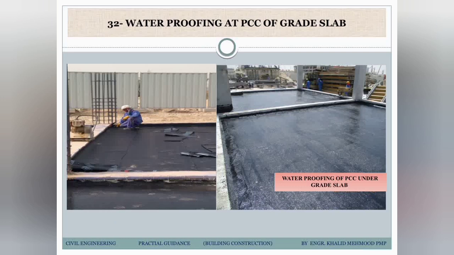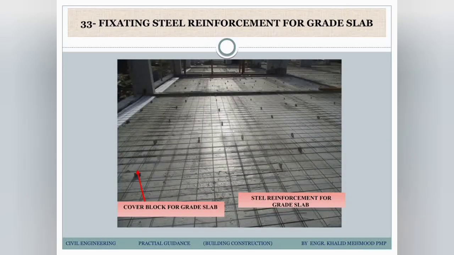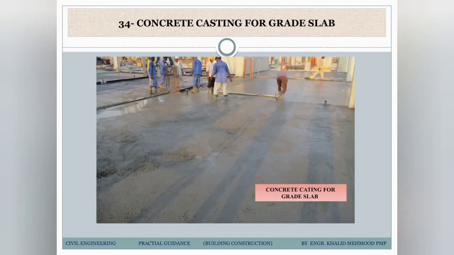So above the PCC of the grade slab, we will do the waterproofing. We're doing the waterproofing above the PCC to protect the concrete of the ground floor from any seepage. So after the PCC is done and waterproofing is done, we will fix the steel reinforcement for the ground slab, and we'll fix the cover blocks you can see here. And now we are casting the ground slab, which is also the grade slab.